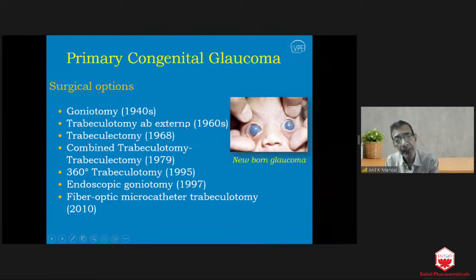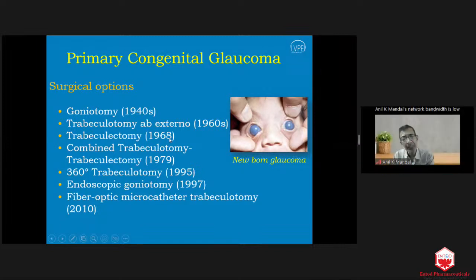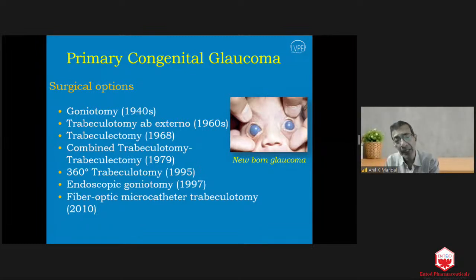In 1960, trabeculotomy ab externo came. A very useful technique where goniotomy is not possible because of corneal edema, corneal scar. Trabeculotomy ab externo is possible because of the external approach. In 1968, trabeculectomy came. And in the year 1979, combined trabeculotomy-trabeculectomy was reported in the literature. We at the RP Center have learned this technique from Professor N.N. Sood. Very interesting. Dr. Sood's technique was published in the Indian Journal of Ophthalmology in the year 1983.